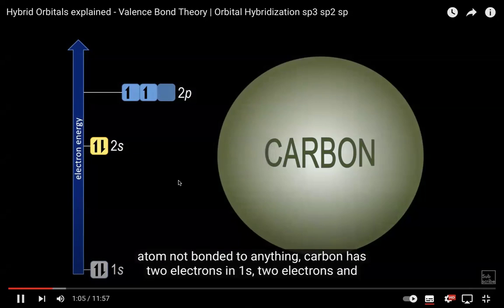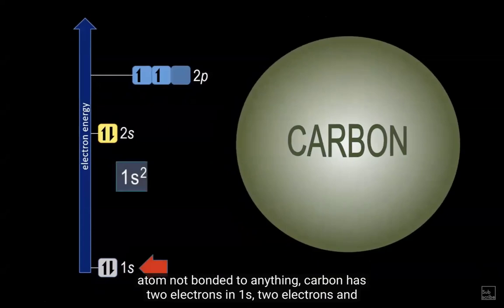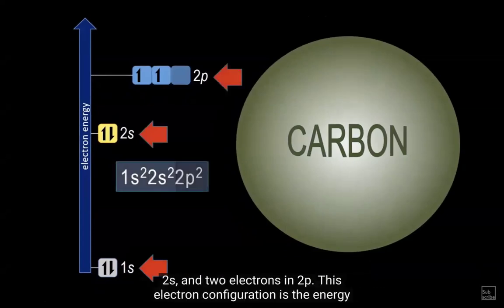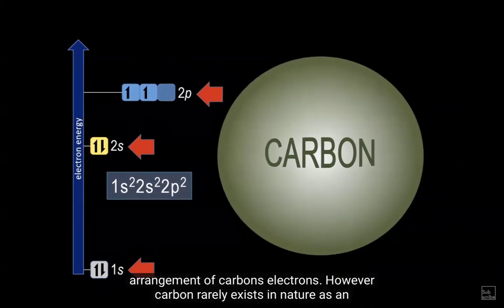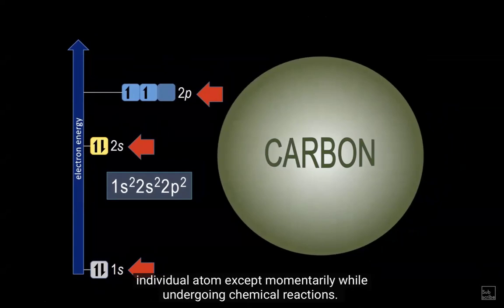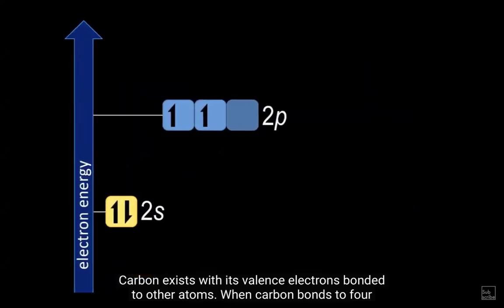As a single atom, not bonded to anything, carbon has 2 electrons in 1s, 2 electrons in 2s, and 2 electrons in 2p. This electron configuration is the energy arrangement of carbon's electrons. However, carbon rarely exists in nature as an individual atom, except momentarily while undergoing chemical reactions. Carbon exists with its valence electrons bonded to other atoms.